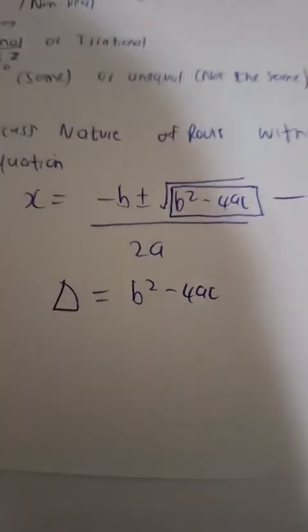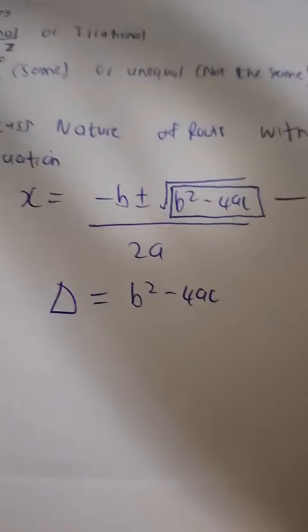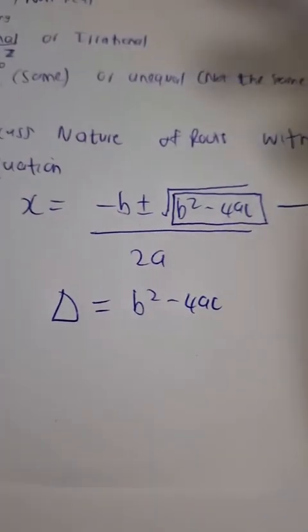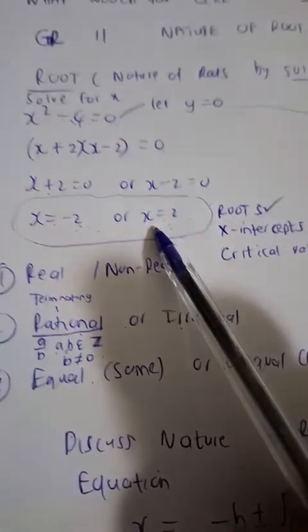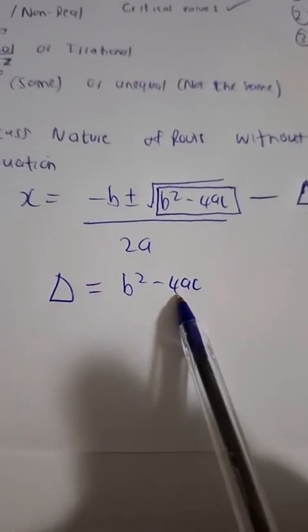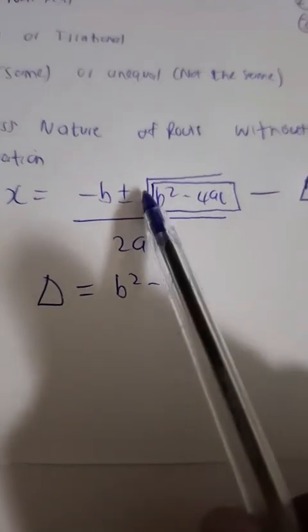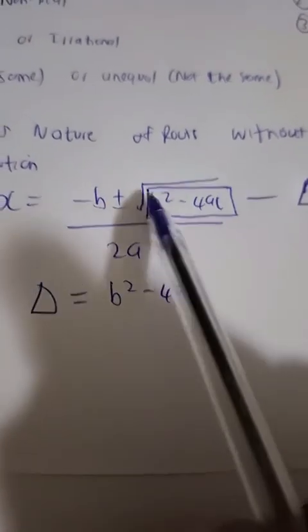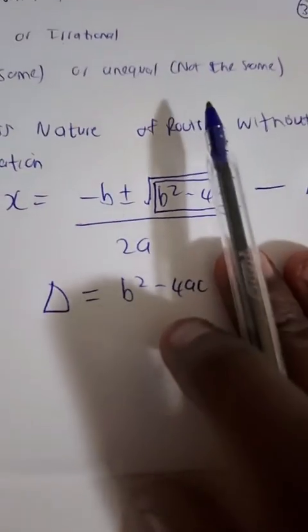This helps us decipher and determine what the nature of the roots is without actually having to go the route of solving the equation. We can actually use this discriminant, the expression b squared minus 4ac, which is located underneath a square root. We can utilize that to discuss the nature of roots. How do we go about that?